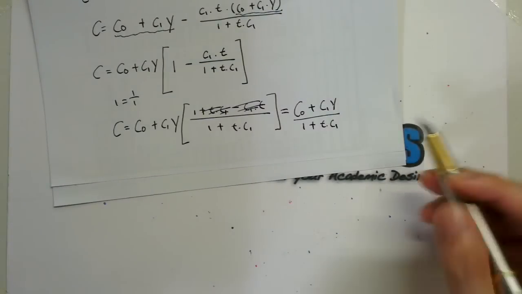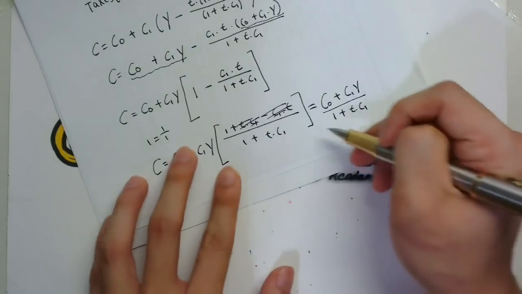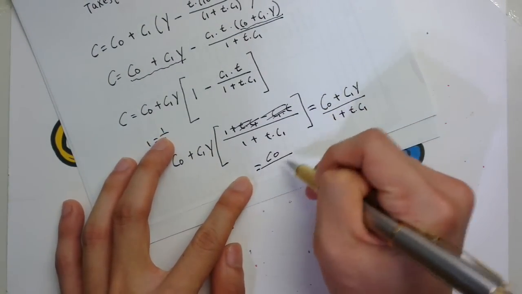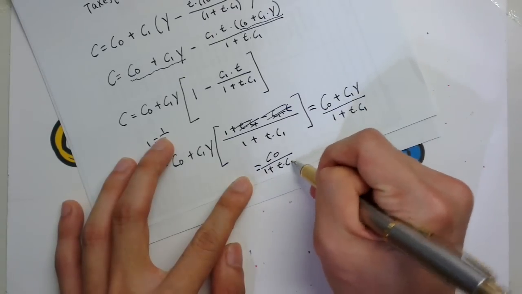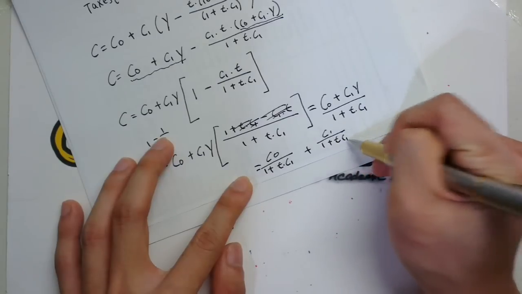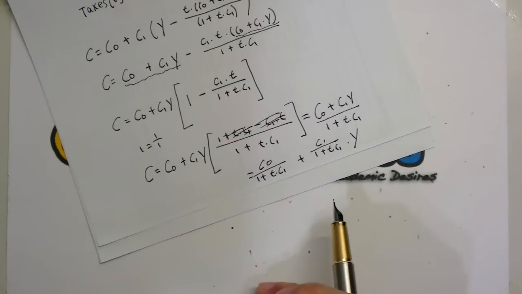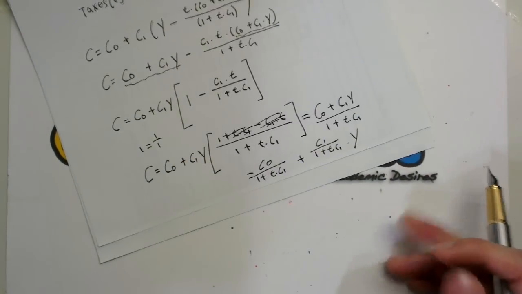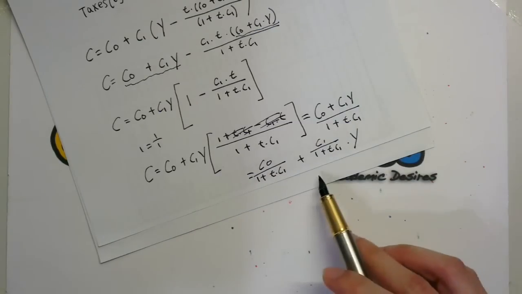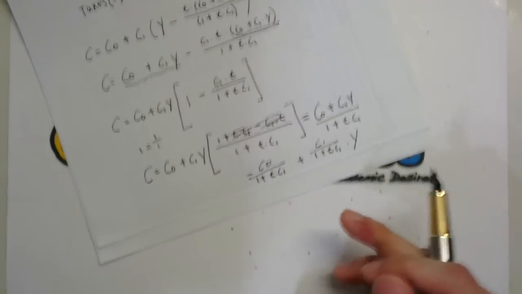So I finally got my consumption function. To make it look even better, I'll write it out like this: C naught over 1 plus t dot C1, plus C1 over 1 plus t multiplied by C1, times y. So I've got an autonomous portion and a non-autonomous portion, a portion that relies on income. Fantastic. Now all I need to do is find my multiplier.